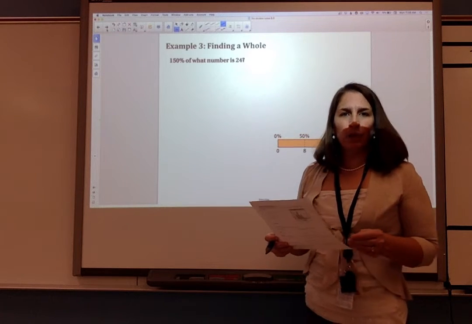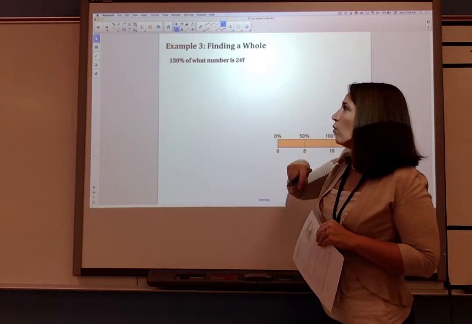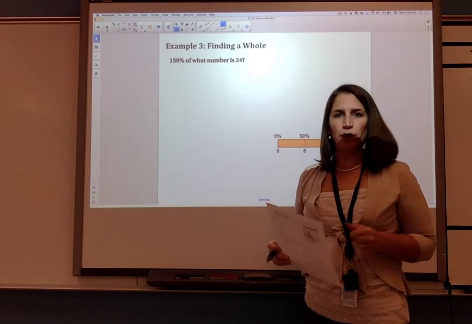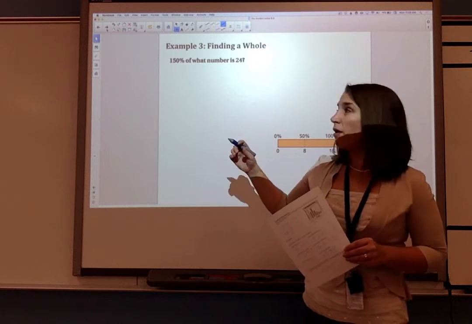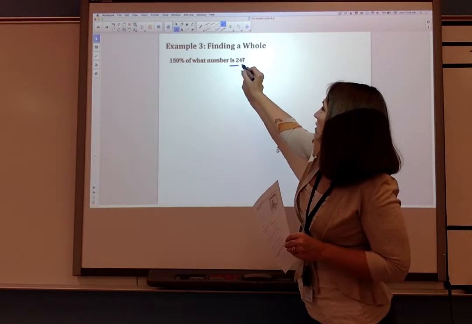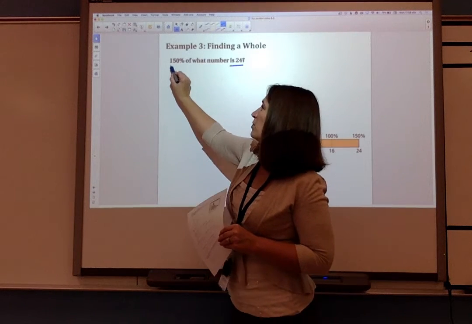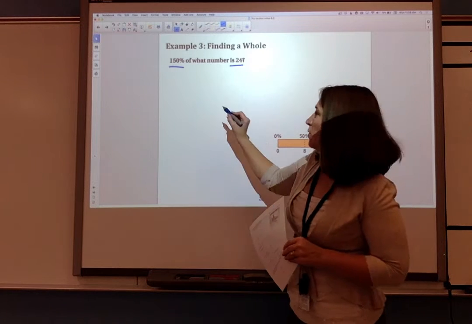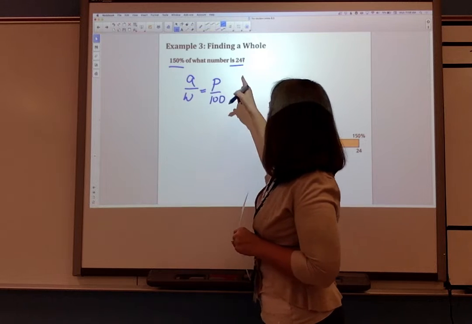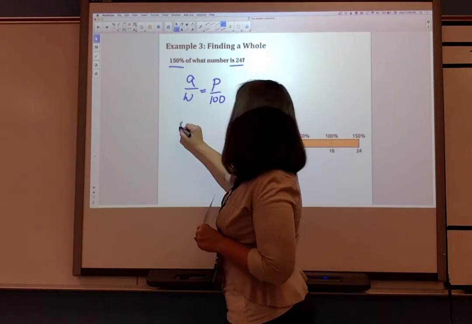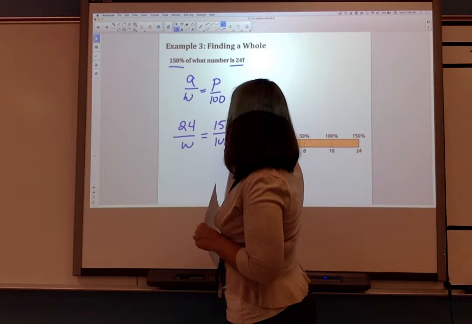All right, here we have an example where we are finding the whole. 150% of what number is 24? Okay, so in this case, the part is given to us, and we're looking for the whole, but the whole is going to be smaller than the part because the percent is greater than 100, right? So as we set this up, we have A over W equals P over 100. The part is 24, so we have 24 over W equals 150 over 100.